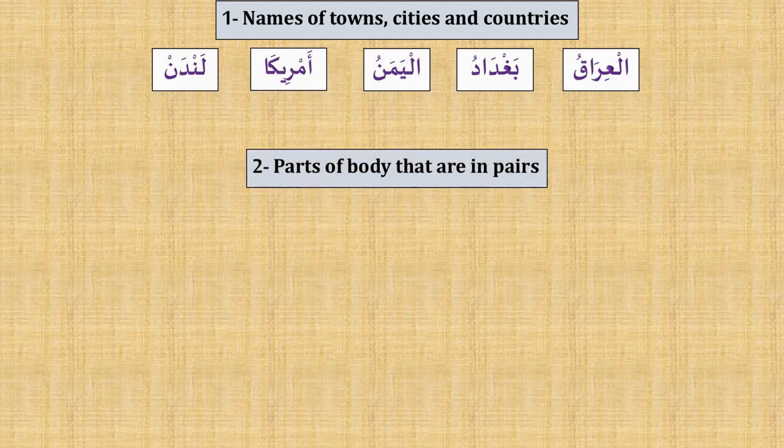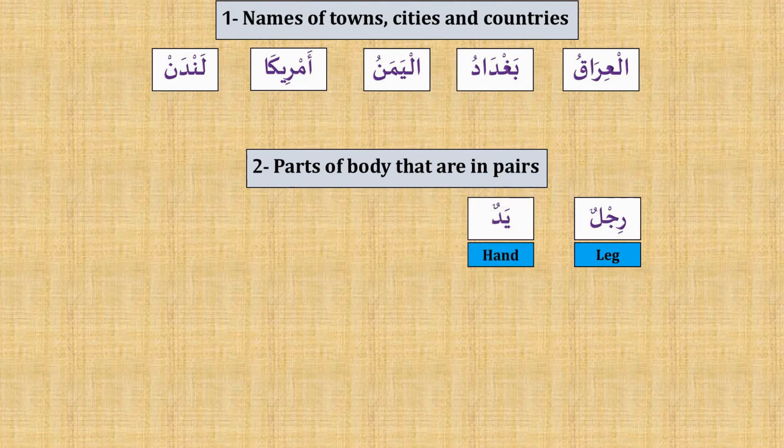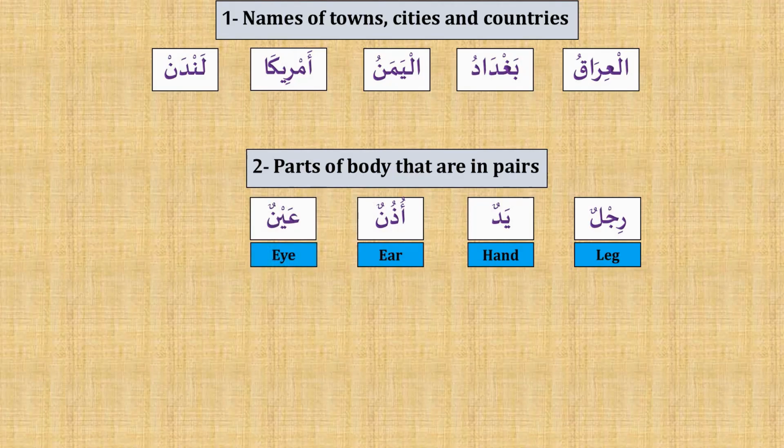And the second one, parts of body that are in pairs or double parts of the body. Not the single parts, only double parts of the body is considered feminine. Examples: Rijlun, leg, Yadun, hand, Udhunun, ear, Ainun, eye, and Qadamun, foot.